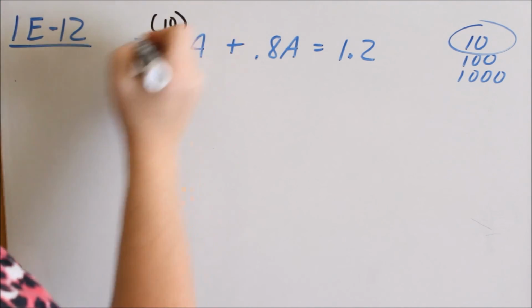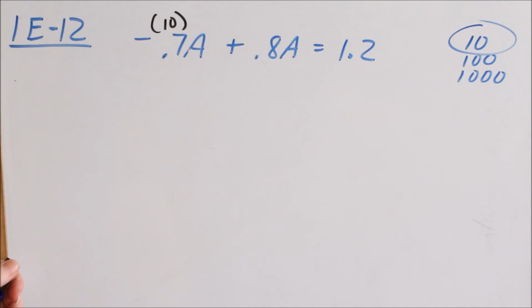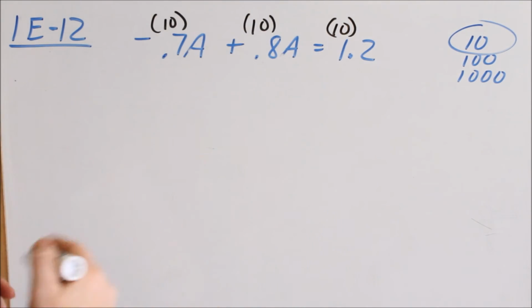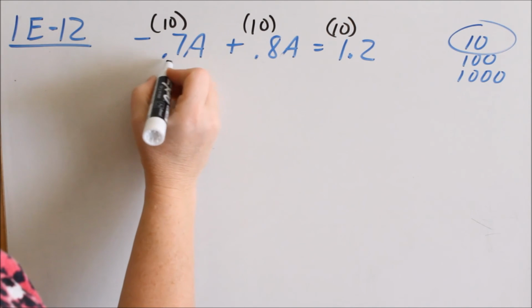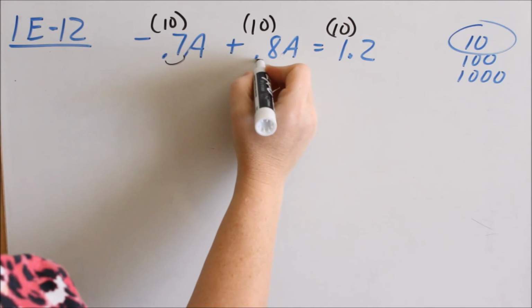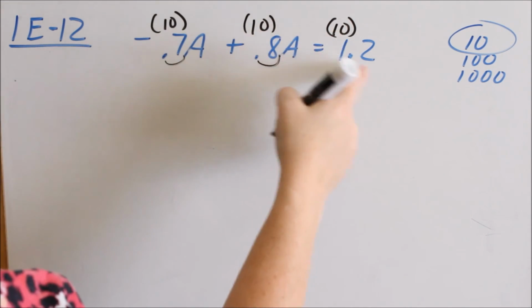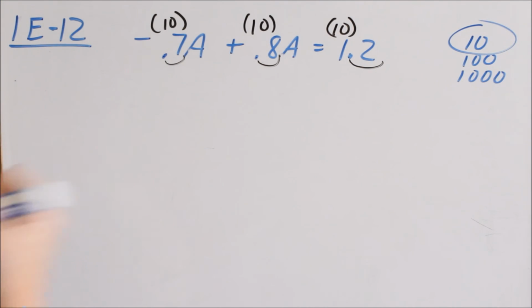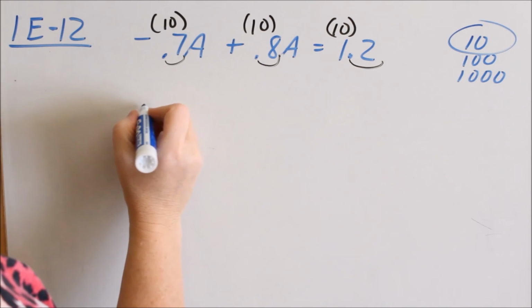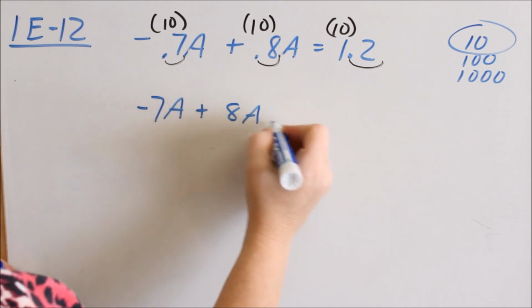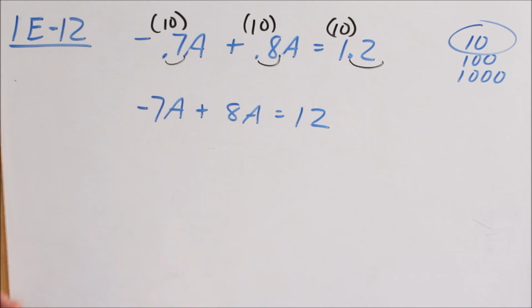I use parentheses just to show that I'm multiplying. If I do it to 1, I have to do it to all 3. So I just write my 10 above here with my parentheses. Okay, multiplying negative 0.7 by 10 is going to move my decimal place over 1. 0.8 by 10 will move my decimal place over 1 to the right. 1.2 by 10 will move my decimal place over 1 to the right. So my new number here when you multiply 0.7 by 10 is negative 7a. 0.8 will become 8a. 1.2 becomes 12.